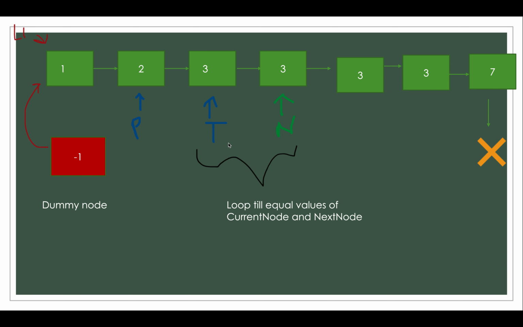And now let's look at the case where there's a duplication, the start of duplication. So T and N, the values match in both these nodes, being 3 and 3. We will loop until we achieve a different value. What does it mean? We'll loop until the current node and the next node differ in value.